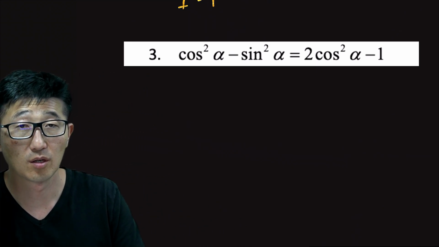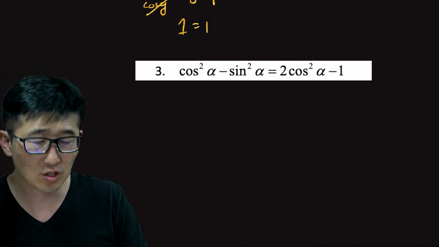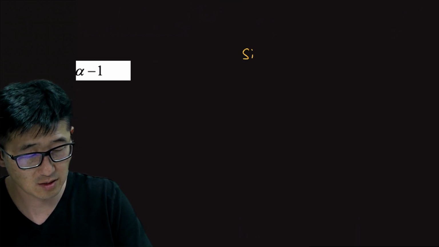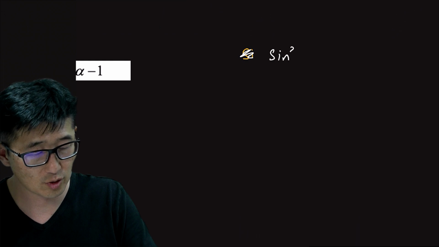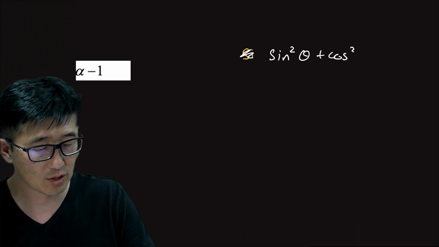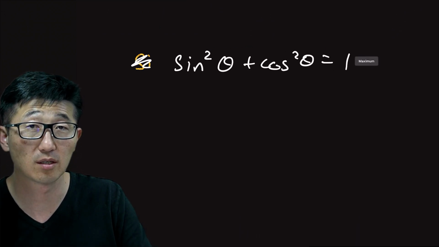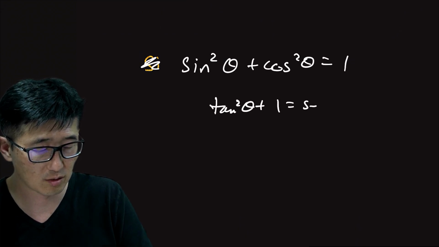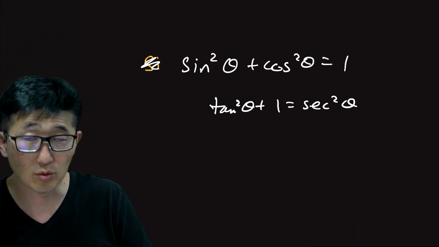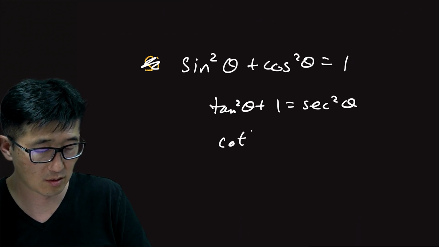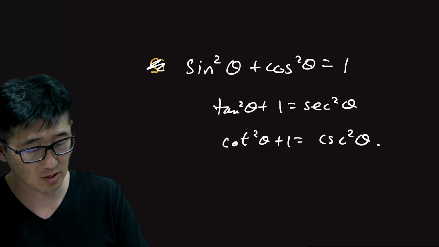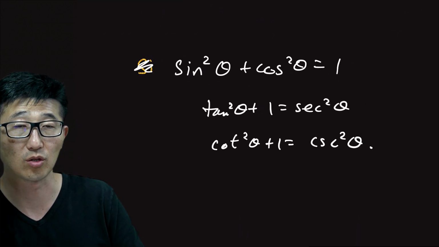All right, for these, did you memorize the Pythagorean identities, like sine squared theta plus cosine squared theta equals 1? Did you memorize the other one? Tangent squared theta plus 1 equals secant squared theta. And what's the last one? 1 plus cotangent squared theta equals cosecant squared theta. Make sure you get those memorized too.